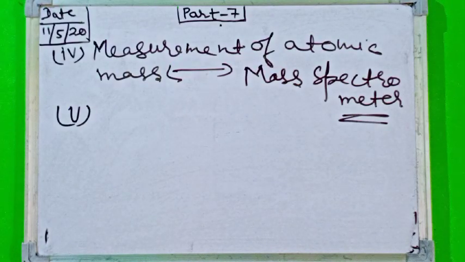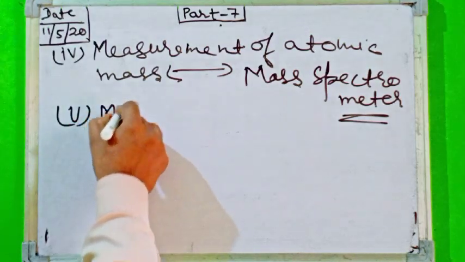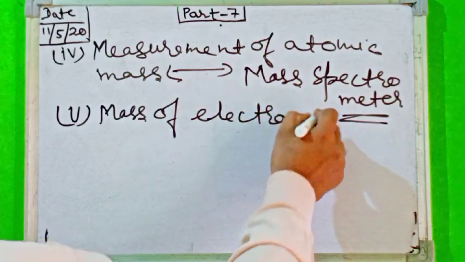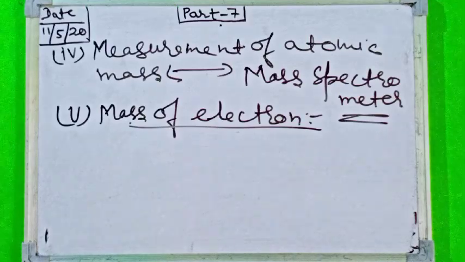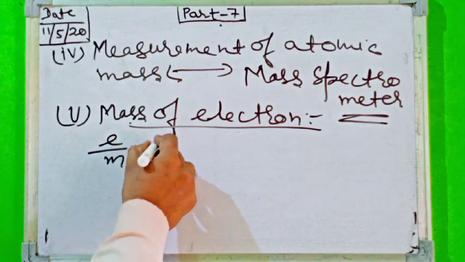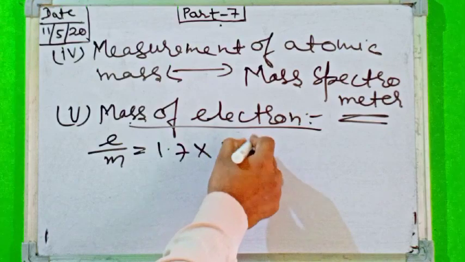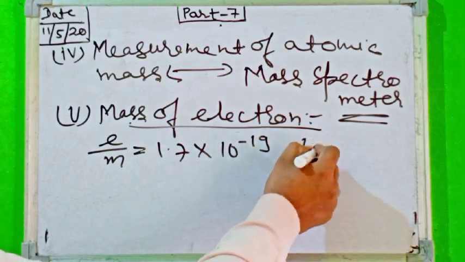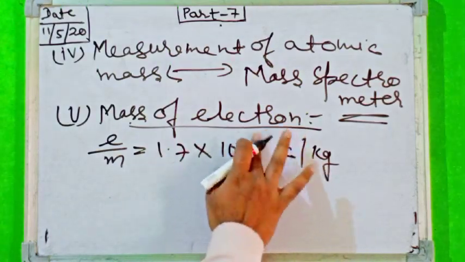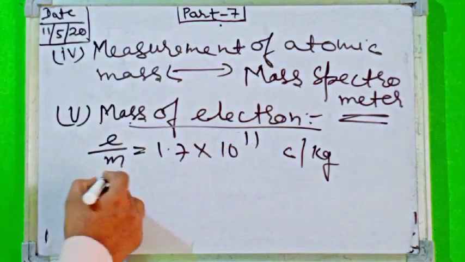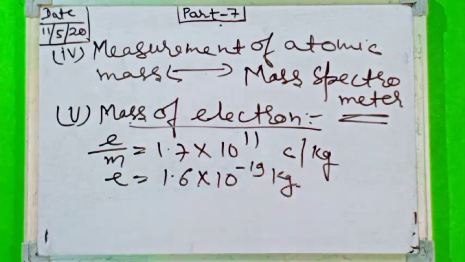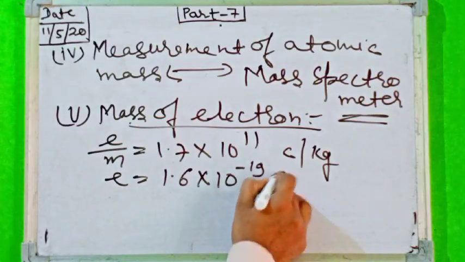mass of an electron. Mass of electron can be measured by Millikan's oil drop experiment, and we have calculated e upon m as 1.7 into 10 to the power 11 coulomb per kg, and the charge on the electron we know is 1.6 into 10 to the power minus 19 coulomb.